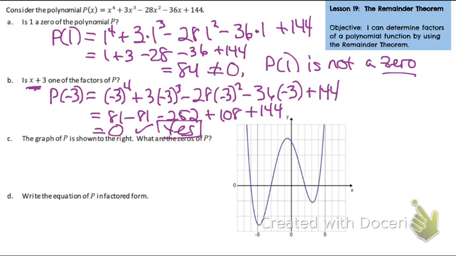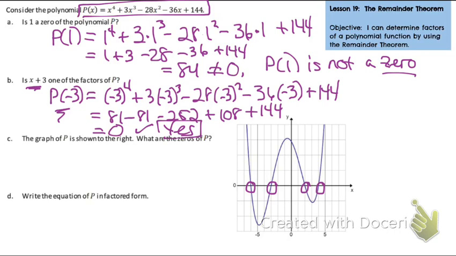Now, let's look at the graph. The graph of this polynomial function that we're talking about right here asks what the zeros are. Well, I've got a 0 at negative 6. I have a 0 at negative 3. Ooh, I found that out already. I have a 0 at 2, and I have a 0 at 4. I did not have a 0 at 1, and I knew that already.